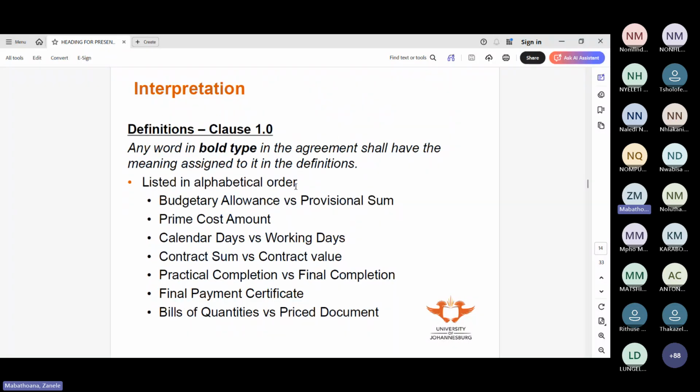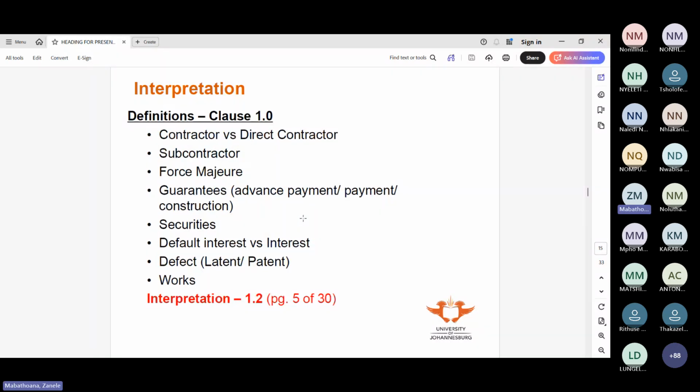What is a budgetary allowance? And then what is a provisional sum? Because these are things you would use in your bill of quantities. You have provisional sums. How do they apply? And then a budgetary allowance. What is a prime cost amount? All those things. You find these definitions in clause 1.